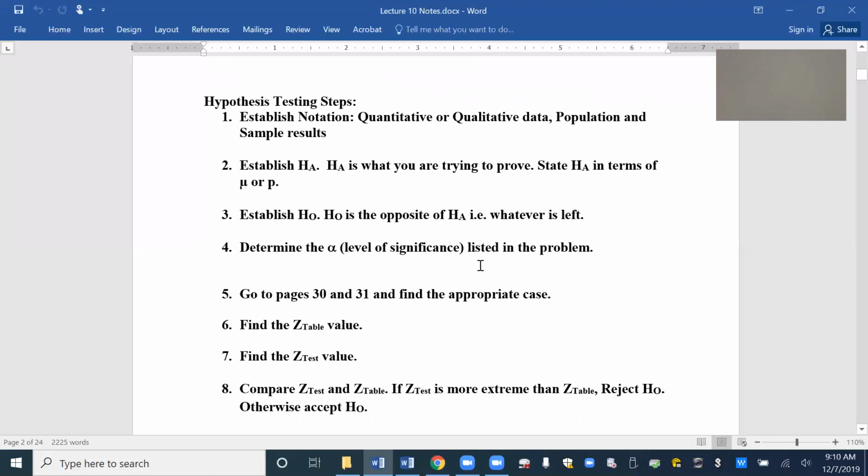The level of significance will be given in the problem. Typically, it's 0.05 or 0.01. We want to be 95% sure you're guilty, or maybe 99% sure you're guilty.